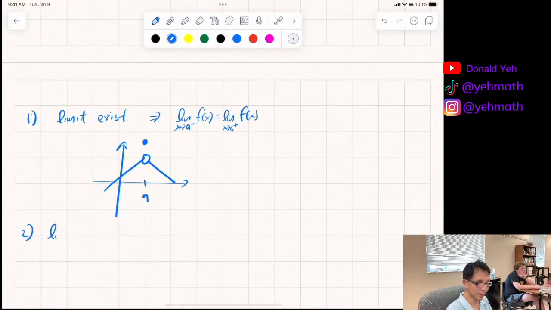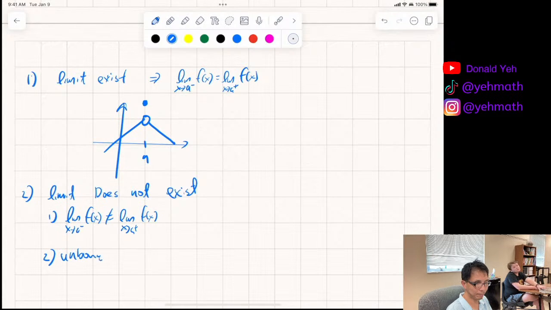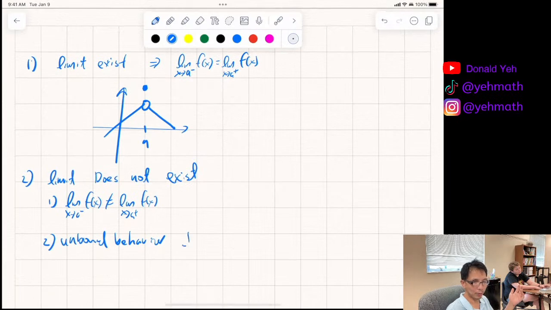When the limit does not exist, there are three situations. One is when the limit as x approaches a from the left of f of x does not equal the limit as x approaches a from the right. The second one is unbounded behavior. This one gets kind of confusing, because with the one-sided limit we actually say it could exist, but it's going to infinity. So 1 over x squared.